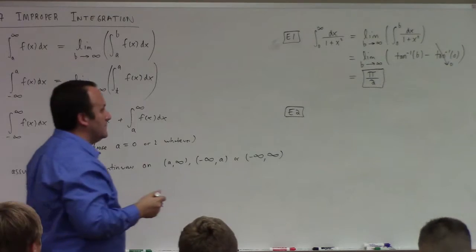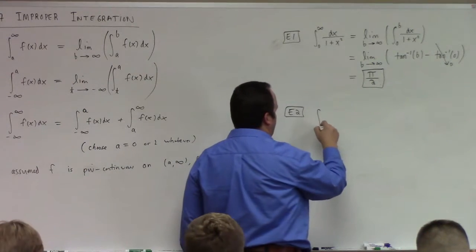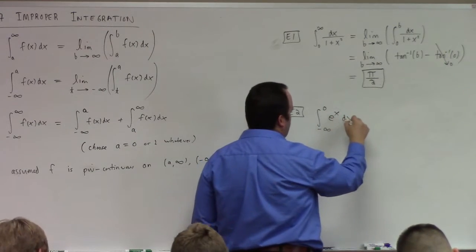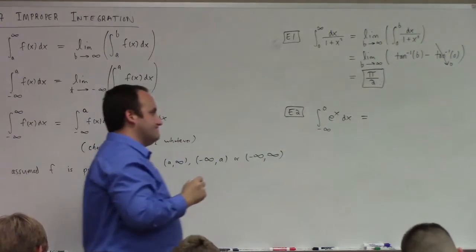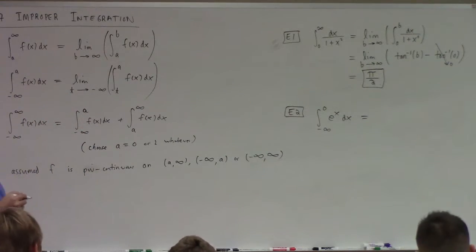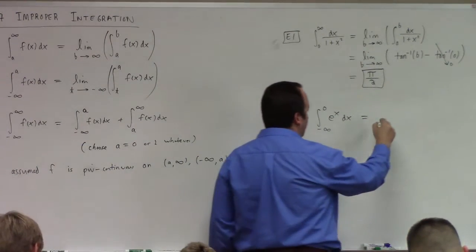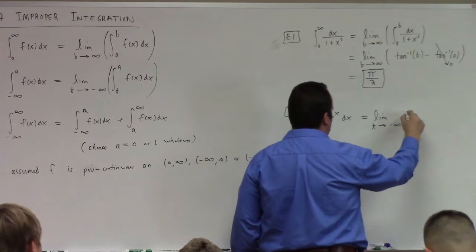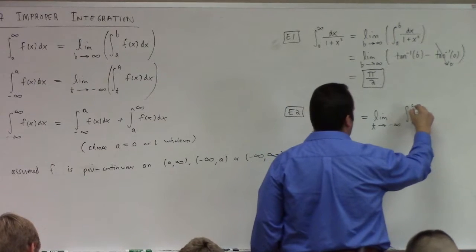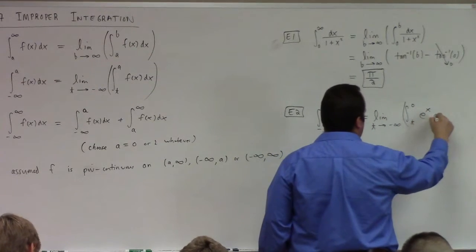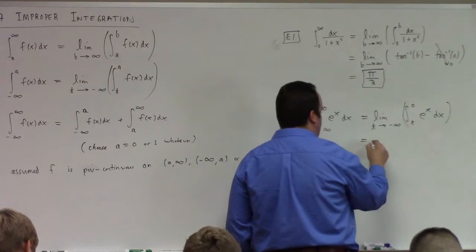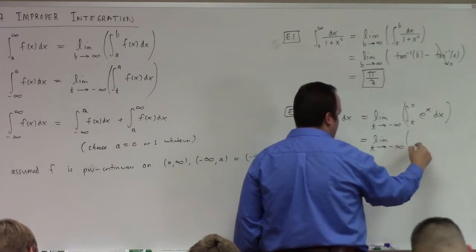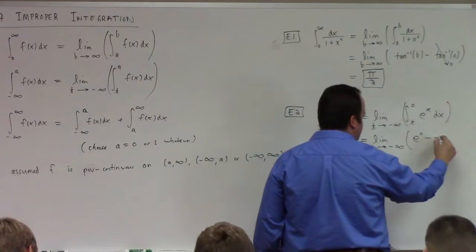So what if I was going to integrate, say, from minus infinity to 0 e to the x dx? Okay, so this would be the limit as t goes to minus infinity of the integral from t to 0 of e to the x dx. We can do that integral without a lot of work, right? So we have the limit as t goes to minus infinity of e to the 0 minus e to the t.